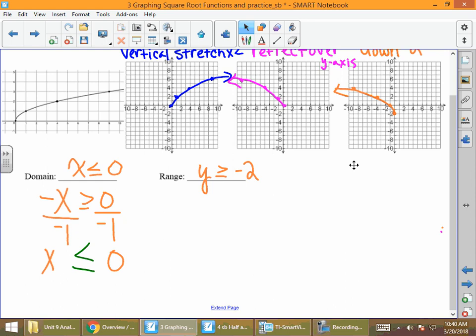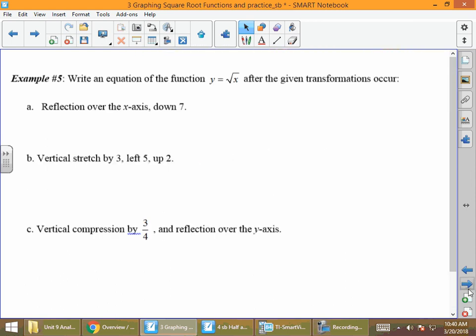Again, I hope that those transformations are coming back to you. Look in your folder for your transformations chart for a reminder of a couple things. And let's finish by writing a couple of equations based on the transformations. So our parent function y equals the square root of x, and then we've got a reflection over the x-axis, and it's going to go down 7.